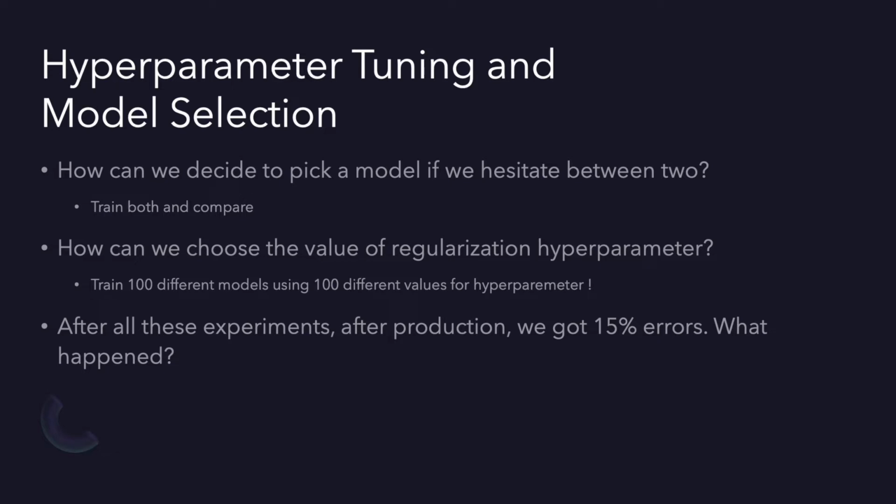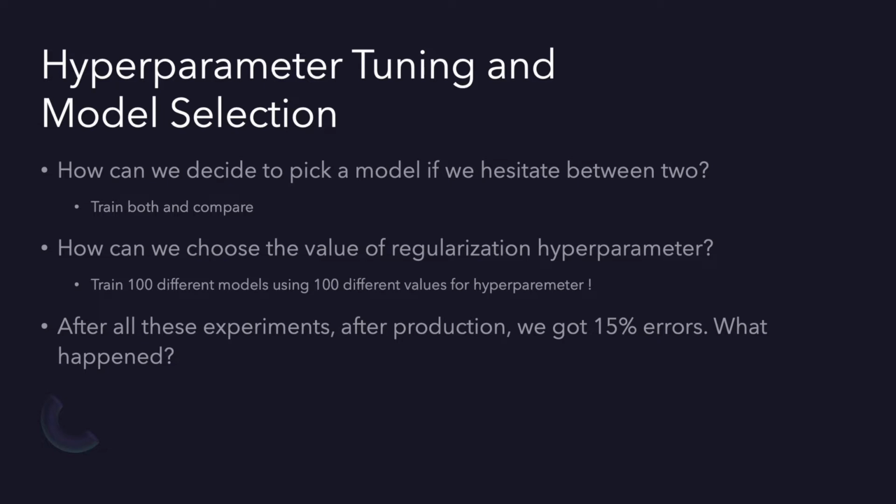I want to give an example from our first book from Gerald. Let's think that, with some assumptions, you picked two models, but you are not sure which one is more suitable. Then what will you do? One approach is to train both of them and compare. How can we choose the value of the regularization hyperparameters?